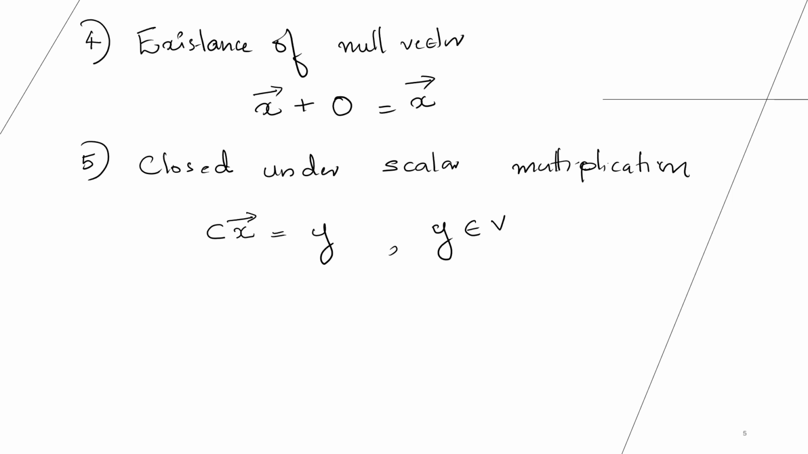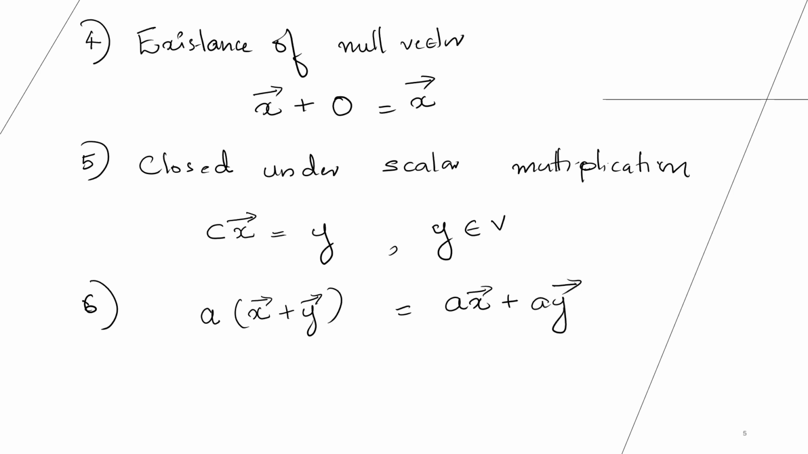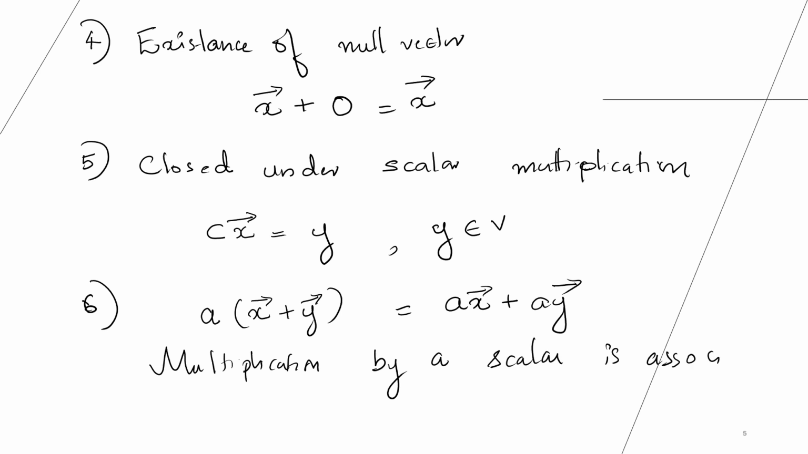Then the sixth property: multiplication by a scalar is distributive. That is, if we have a number a multiplying x plus y, this would be equal to a into x plus a into y. So we can say that multiplication by a scalar is distributive.